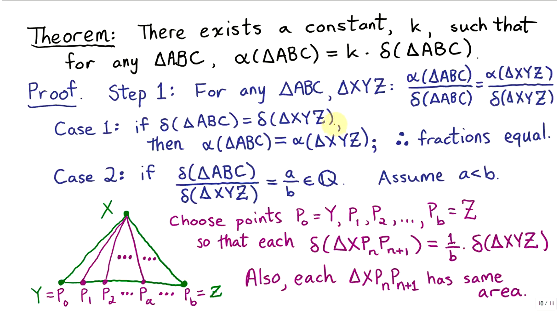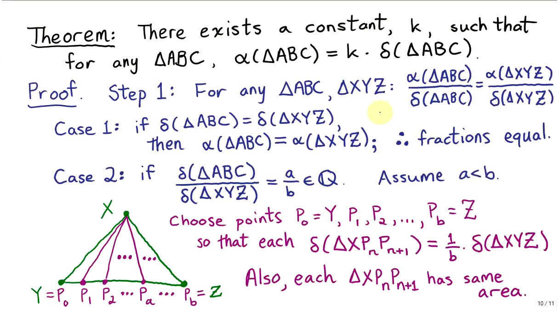For case 1, let's consider the case where the angle deficits of these two given triangles are the same. Well, we actually just proved that if the deficits of the triangles are the same, then the area of the triangles are the same. In which case, these two fractions must be equal, since the numerators are equal and the denominators are equal. For the second case, let's assume that the ratio of the angle deficit of triangle ABC to the angle deficit of triangle XYZ, let's assume that that ratio is a rational number, A over B. And we'll assume that A is less than B.